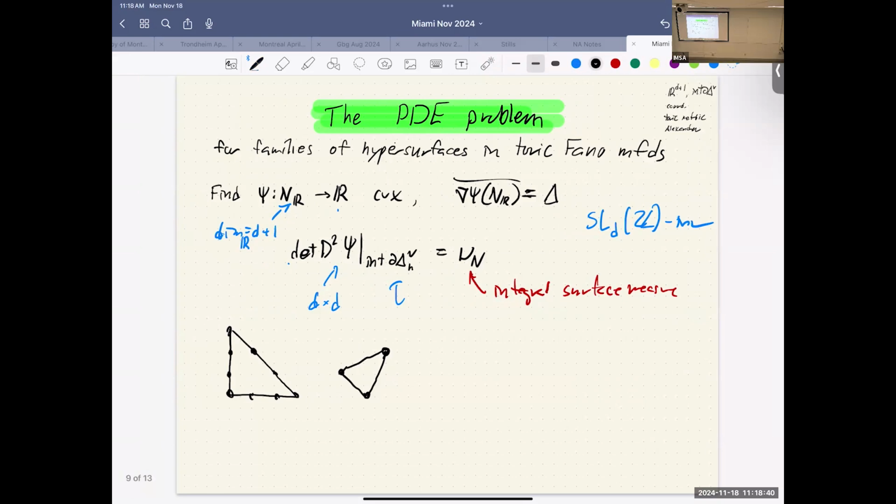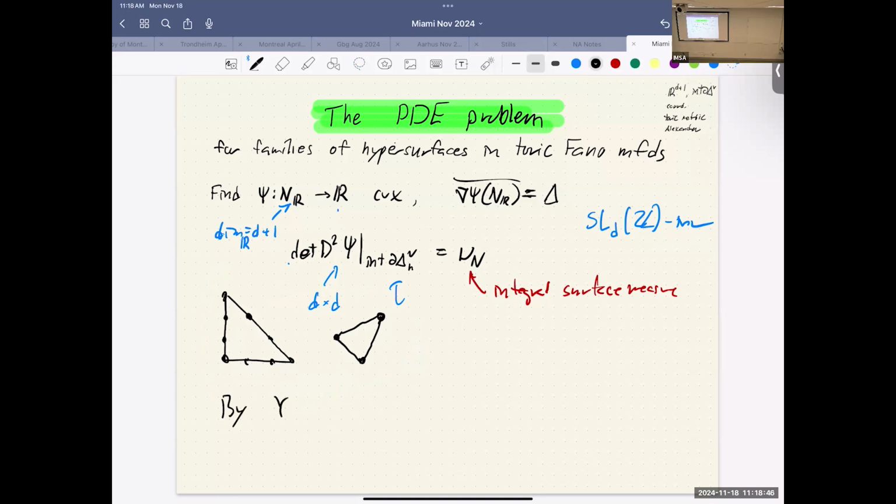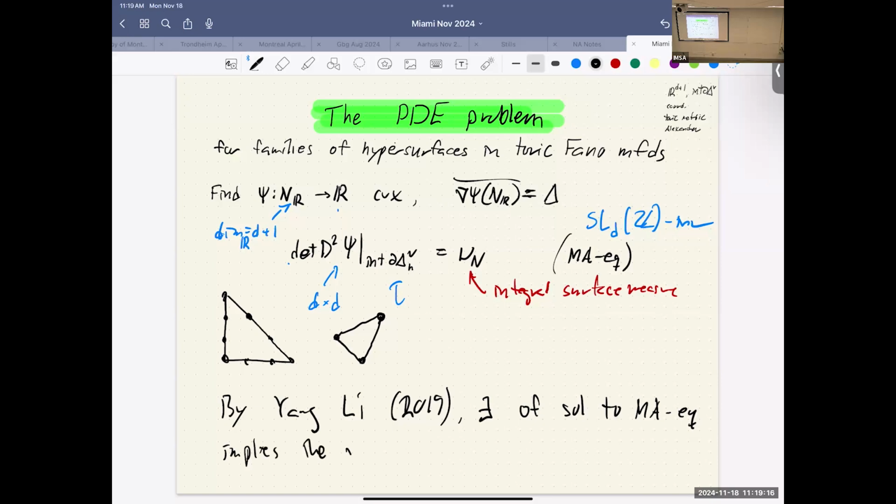So then, essentially by Yang Li, this is in 2019, existence of solution. This equation implies the weak metric SYZ conjecture.